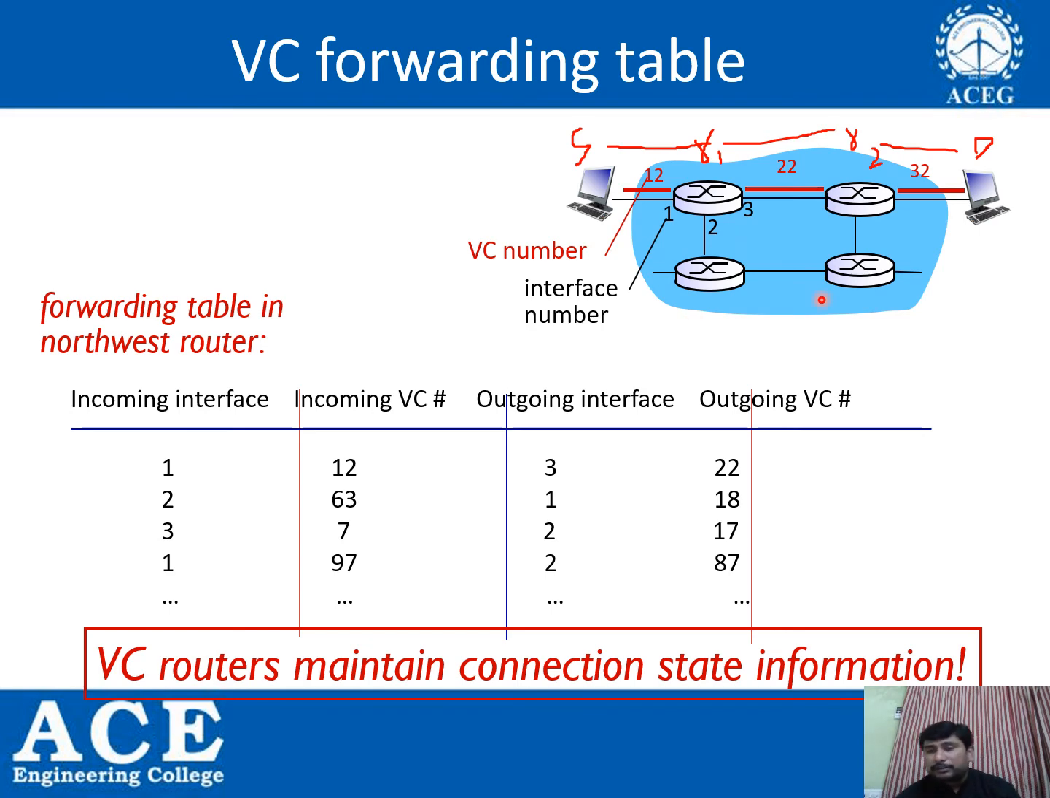Similarly, for router R2, the incoming virtual circuit identifier is 22 and the outgoing virtual circuit identifier is 32. So totally we use 12, 22, 32, the three virtual circuit identifiers, for transmitting the data from source to destination. Virtual circuit routers maintain the connection state in the network.